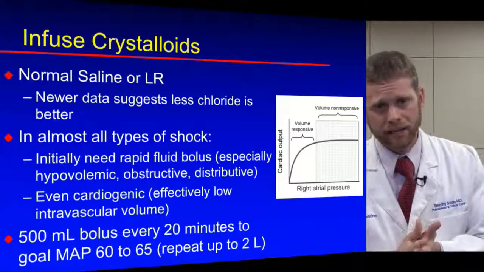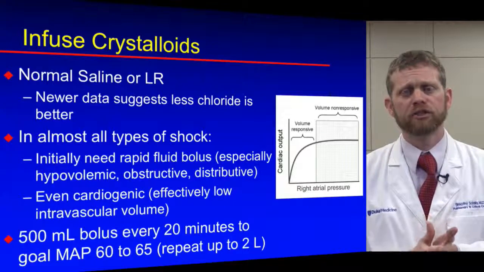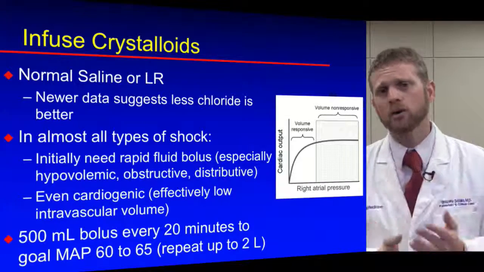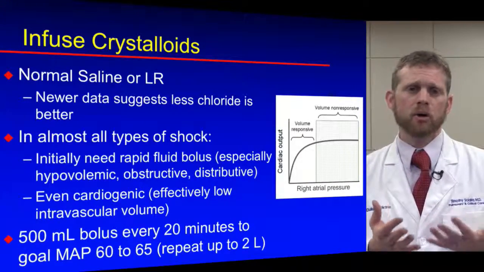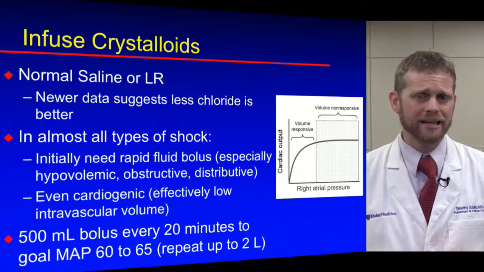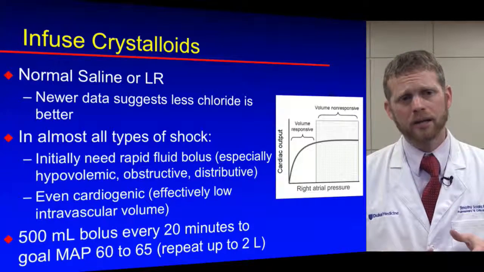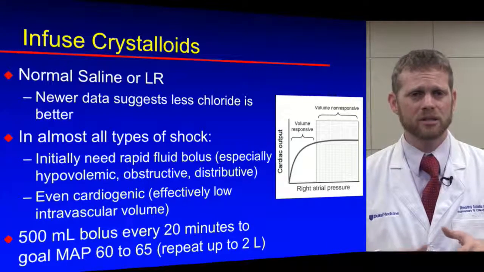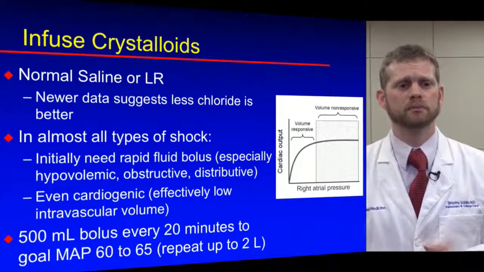There's been a lot of debate about the proper form of fluid to give, colloids versus crystalloids. I think right now we are still favoring crystalloid therapy. Most people in the ICU either get lactated ringers or they get normal saline. I think newer data is suggesting that lower chloride based crystalloid and isotonic fluid is the way to go. So I tend to give a lot of lactated ringers.